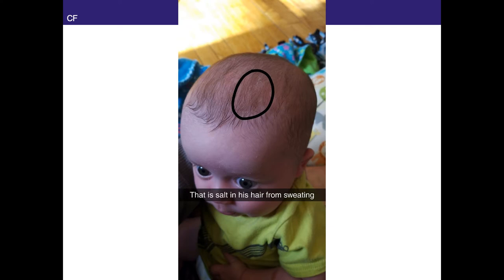You can actually see, if you look closely, salt deposits in his hair from sweating at the top there where that circle is. She actually made that circle. So usually what happens with sweat glands is your sweat glands reabsorb salt in the duct portion of the gland, and what you secrete is a hypoosmotic solution, right? You don't usually get salt in those secretions. But with cystic fibrosis, you can't reabsorb that salt without CFTR. And that salt ends up on his head or on his forehead.